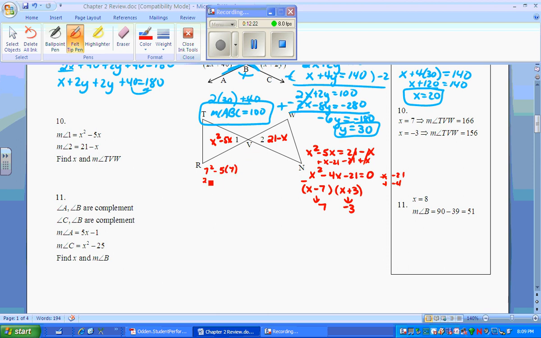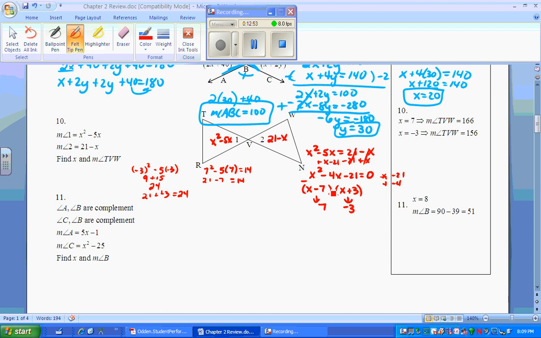All right. We get 21 minus 7, positive value once again. All right. The next one, negative 3. Negative 3 squared. So that's 9 minus 5 times negative 3. Well, this is 9 plus 15. All right, so that's 24. And then 21 minus a negative 3 equals 24.